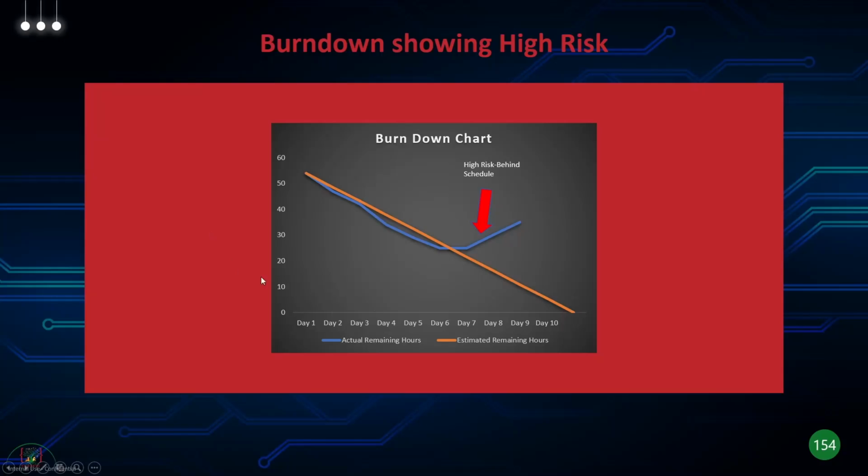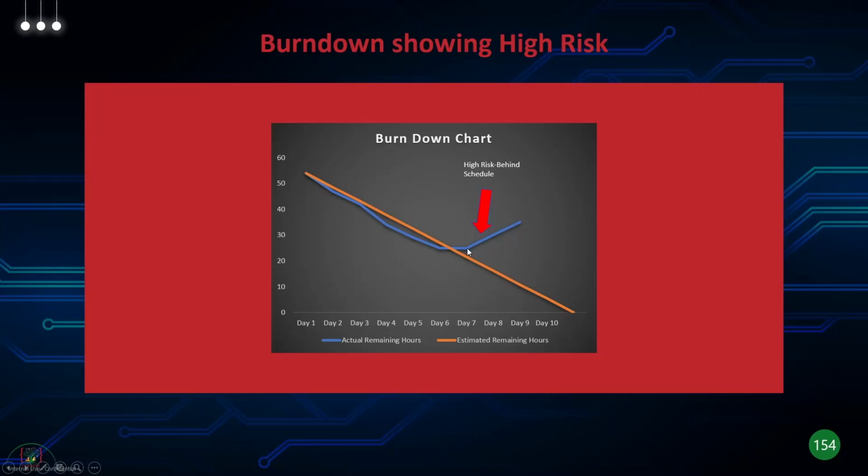Now, if you look at this chart, the burn down is actually showing you a very high risk, right? Day 1 all the way to day 6, you were below the ideal line, so you were burning more than you needed to. So it was great. It was a good situation.